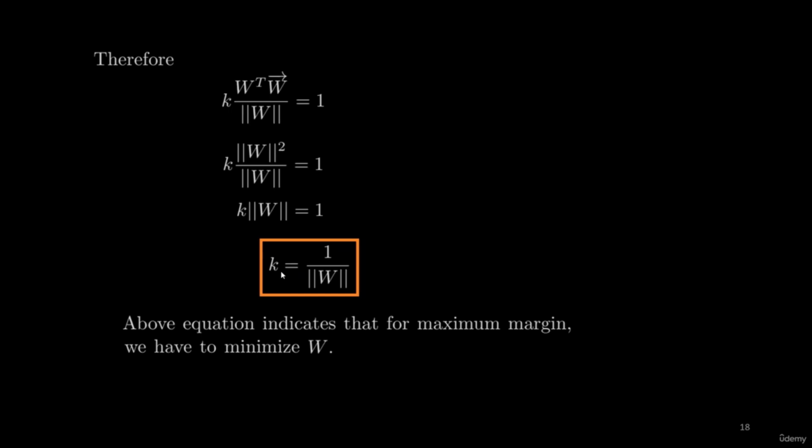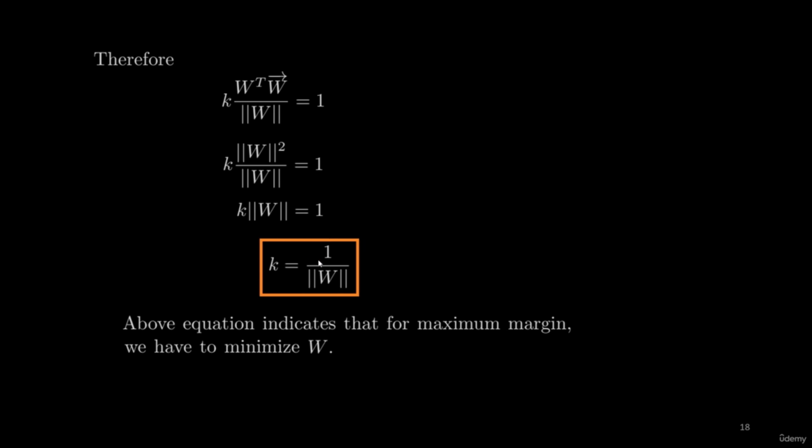The last step is to find the value of k. So I will move this w to the right side. On the left side it is multiplying with k, and towards the right side it will be dividing by w, with 1 in the numerator. The above equation indicates that for a maximum margin, we have to minimize w. We will discuss this in detail in the next lecture.